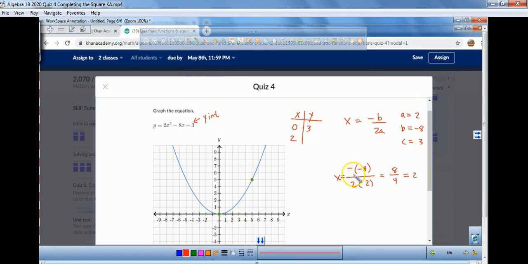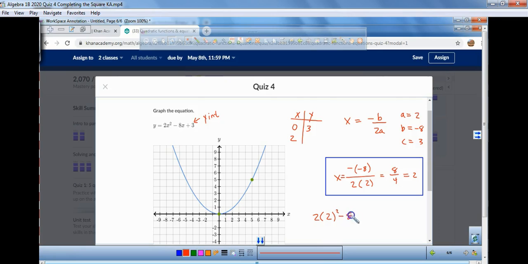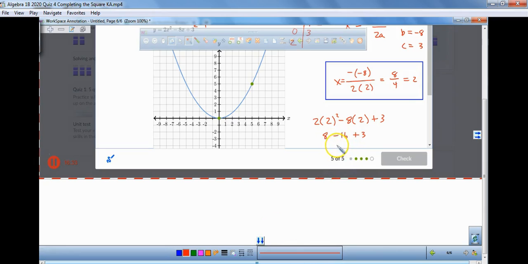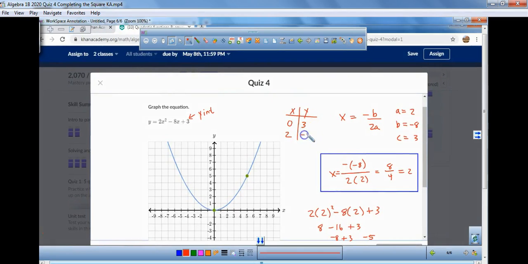All right, so what are we going to do now? We're going to take that number, we're going to plug it into the equation. So you're going to see me do 2, open parentheses, we're going to plug in a 2, we're going to square it, minus 8, open parentheses, 2, plus 3. We're going to figure out what the y value is for our vertex. So 2 times 2 is 4, times 2 is 8. Negative 8 times 2 is negative 16, plus 3. So 8 minus 16 is negative 8, and negative 8 plus 3 is negative 5. There we go. We found our y value right there for our vertex.